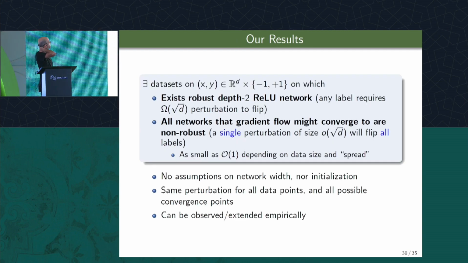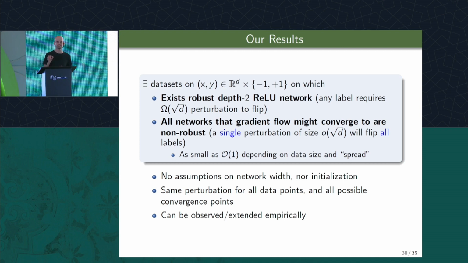So what we're able to show is that, at least for very simple one hidden layer neural networks, there are data sets where the trained networks are provably non-robust to adversarial perturbations. More specifically, there are settings where, on one hand, there exists a robust depth-two ReLU network. And on the other hand, any network that gradient methods and gradient flow might converge to is non-robust.